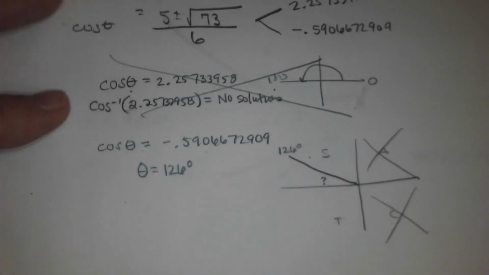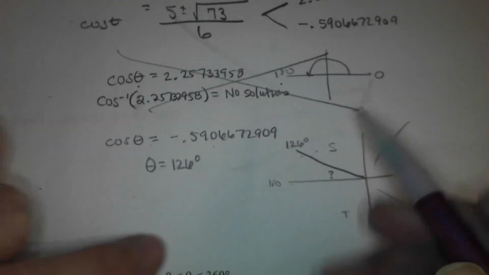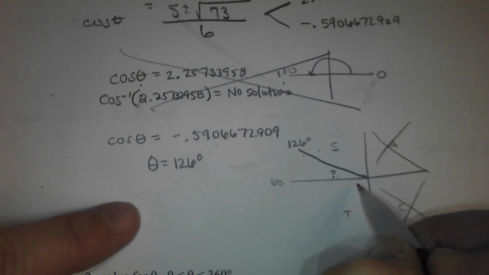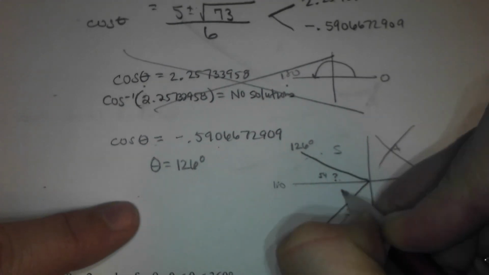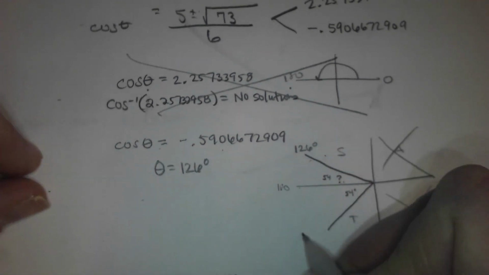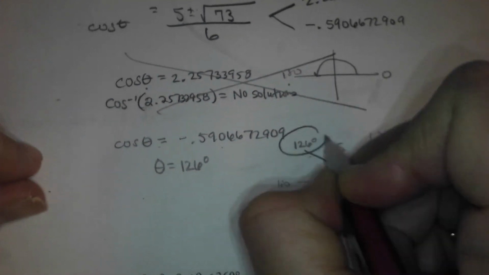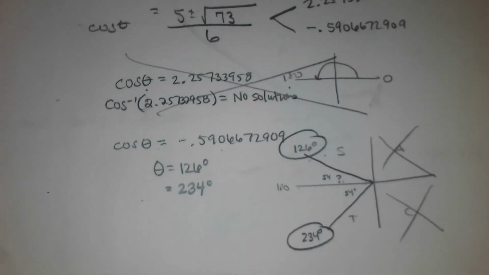What is that reference angle? Well, we're going to go to the nearest degree. 54 degrees, right? So to get from 126 to 180, that's a 54 degree reference angle. And so to get to my third quadrant answer, I'm going to go 54 degrees past 180. 180 plus 54 is 234. And those are my two answers. So we're still doing the same stuff.